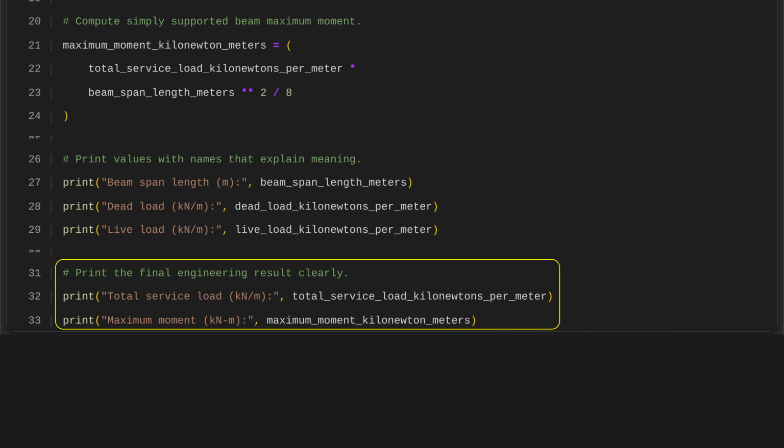The code reports two key structural results with clear labels: the total service load in kilonewtons per meter and the maximum bending moment in kilonewton meters. These outputs make the units and meaning of the calculations easy to understand. The example highlights the value of clear result descriptions for communicating engineering calculations effectively.